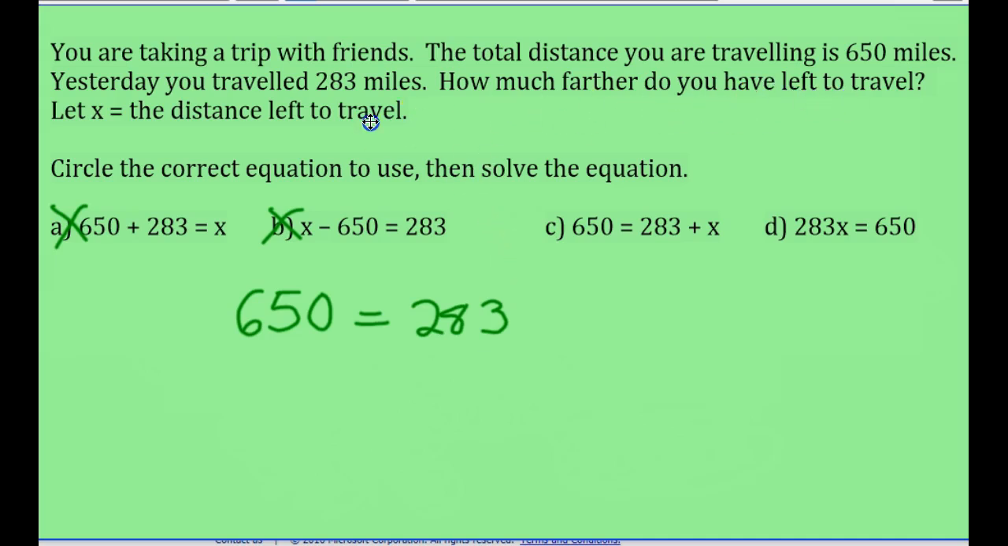How much further do you have left to travel? Let x equal the distance left to travel. Well, here we would be multiplying 283 times whatever x is. So we know that that can't be right, because that would be too big of a number. So we know that this one has to be right. It says x is the distance we have left to travel. So whatever x is plus 283 would have to give us 650. That's how many miles we traveled one day, and then the next day.